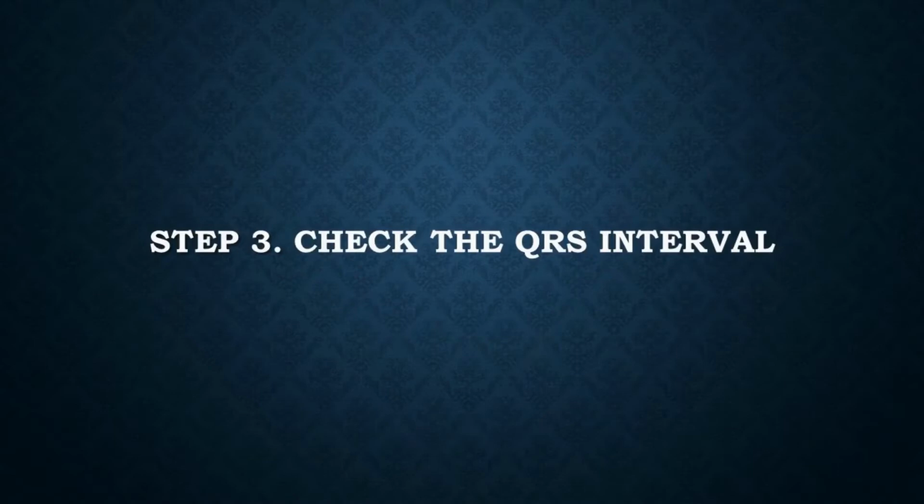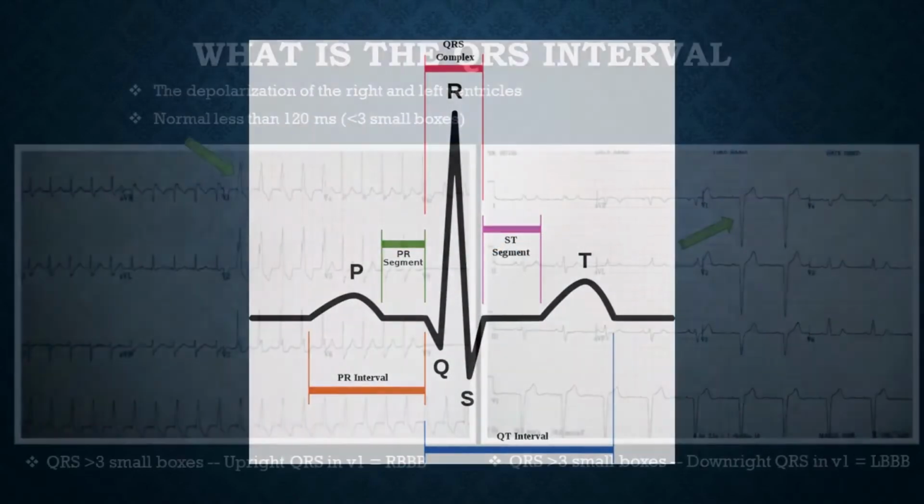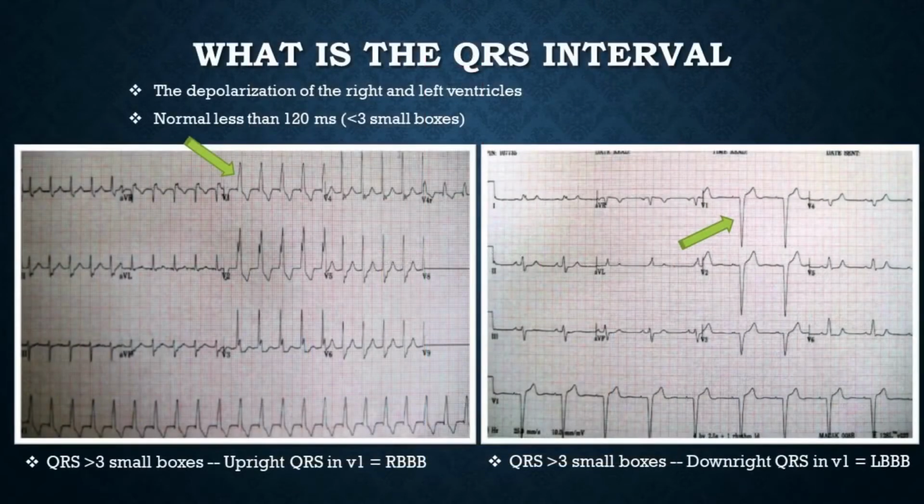Step 3. Check the QRS interval. The QRS interval corresponds to the depolarization of the right and left ventricles. Normal QRS interval is less than 120 milliseconds, or less than 3 small boxes. If the QRS interval is longer than 3 small boxes, then what you should do is look at the QRS in V1. If the QRS in V1 is upright, that means you have diagnosed right bundle branch block. If the QRS in V1 is downright, you have diagnosed left bundle branch block.